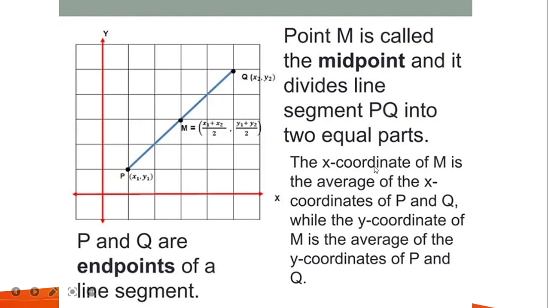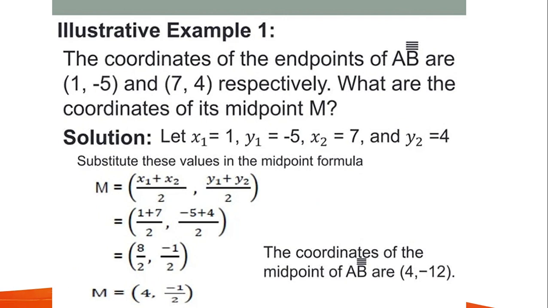So the x-coordinate of M is the average of the x-coordinates of P and Q, while the y-coordinate of M is the average of the y-coordinates of P and Q. So P and Q here are the endpoints of a line segment. Next, we'll have example number 1.